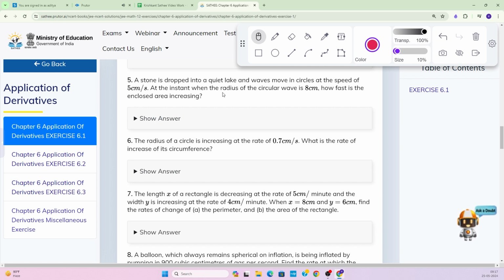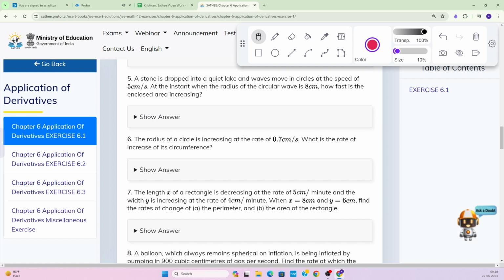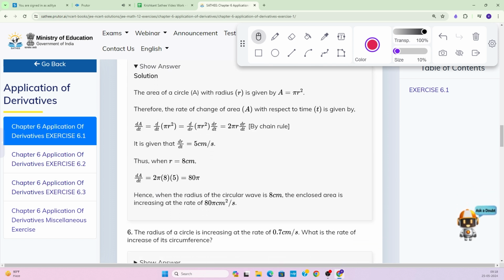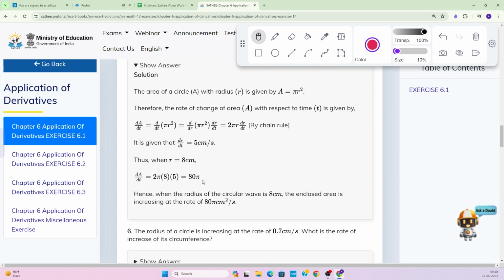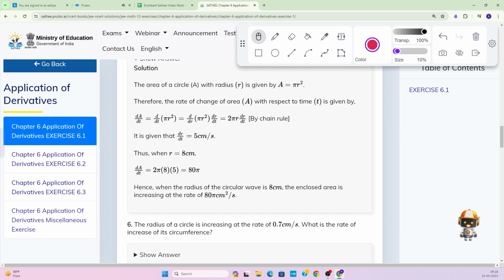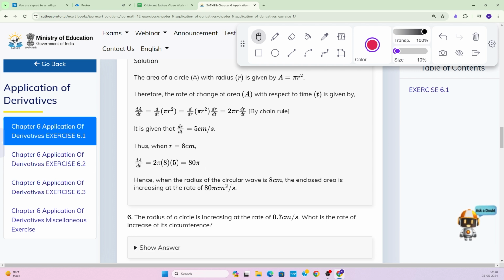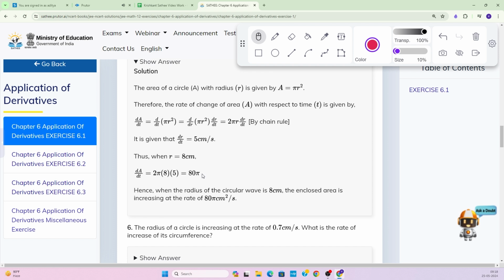How fast is the enclosed area increasing? Now the area of a circle is pi r square. You want dA by dt. So dA by dt will be 2 pi r dr by dt. dr by dt is 5, so this means 10 pi r. R is 8, so 80 pi will be your answer. At this rate, the enclosed area will be increasing. Okay, clear? Let us move next.